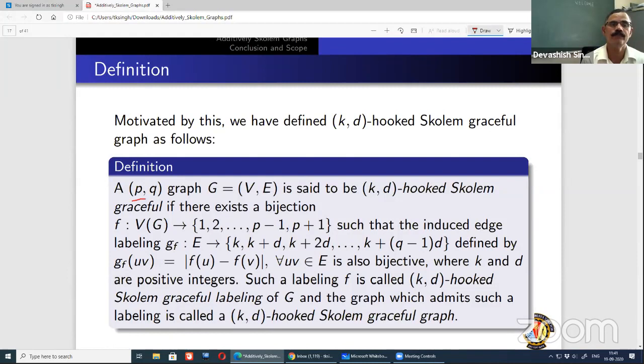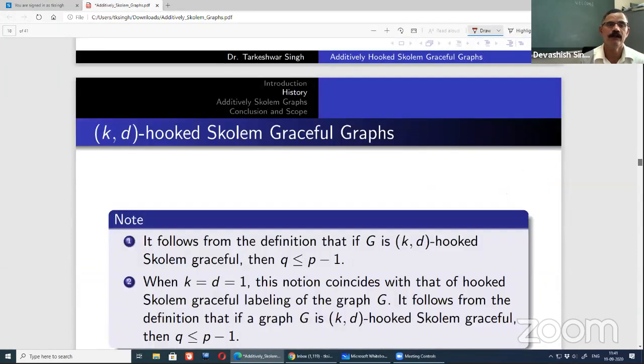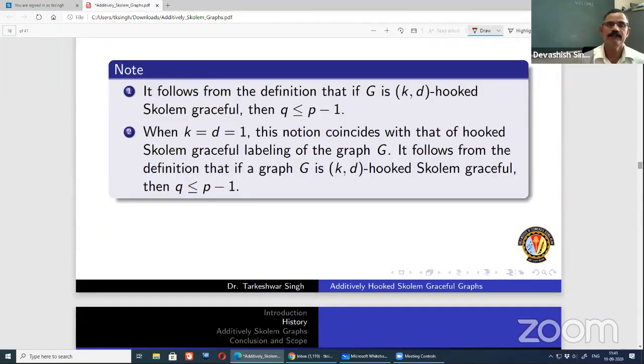So if we have a graph (p, q), we say that it is a kd-hooked Skolem graceful graph if the vertices are labeled from 1 to p-1 and p+1. And if the edge labels are considered as the absolute difference of the end vertex labels, then all the edge labels will be k, k+d, k+2d, and so on. And we got many results like that, and there are some necessary and sufficient conditions we are able to get.